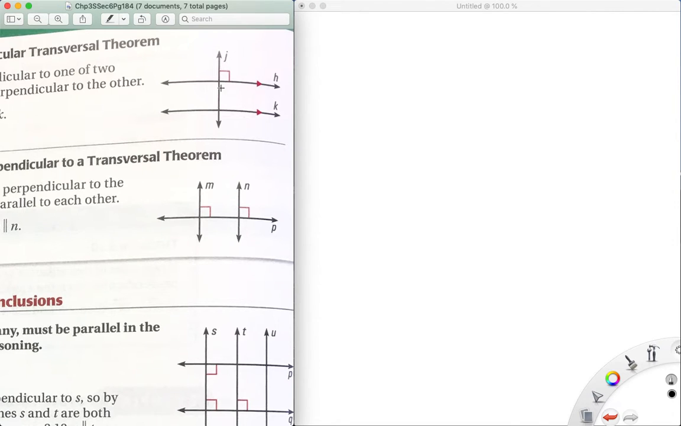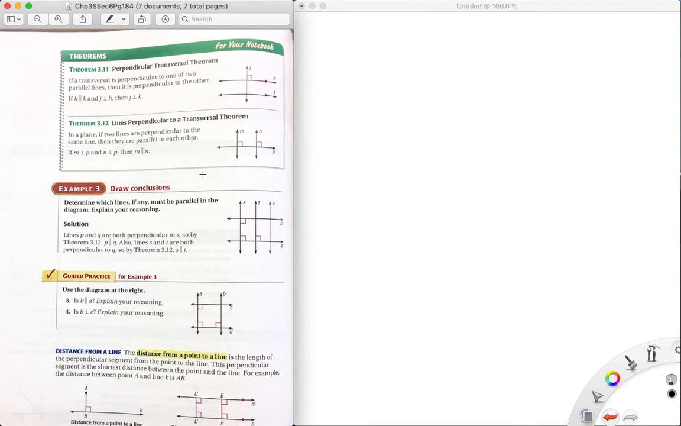If I have a pair of parallel lines cut by a transversal such that line H is perpendicular to line J, then line J is perpendicular also to line K.